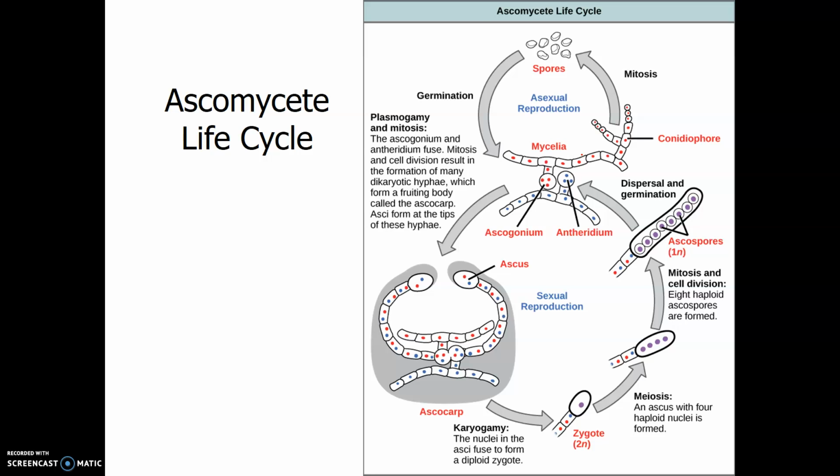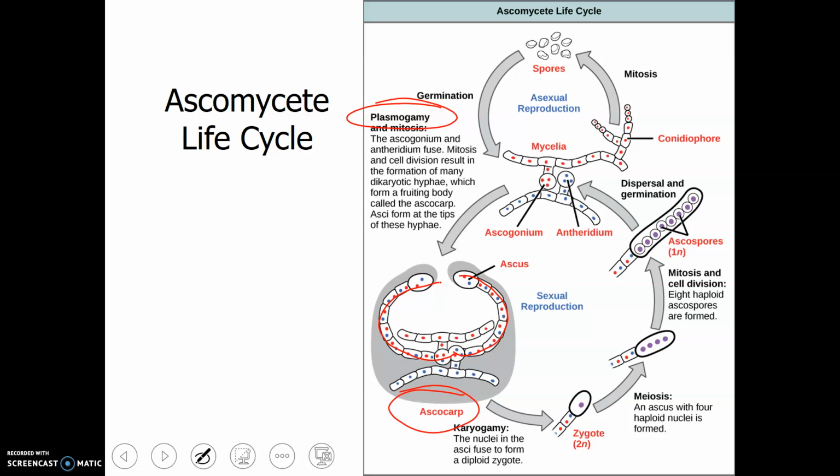So the Ascogonium and the Antheridium fuse, and they contain multiple haploid nuclei. When they fuse, that's called plasmogamy. And when they fuse, they undergo mitosis. And eventually, they form a structure called the ascocarp. Mitosis occurs in all of these cells here. And at the end of the ascocarp is an ascus. And the ascus contains one haploid nucleus from the Ascogonium and Antheridium.